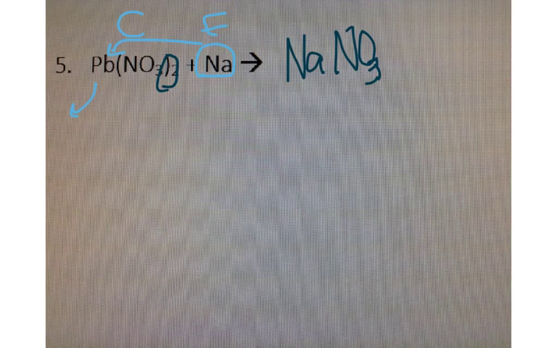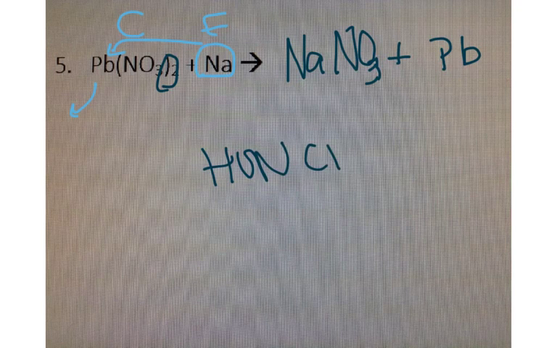Now, because I kicked out the lead, it is going to be an element by itself. So we're going to do plus Pb. Remember, the only thing you ever have to worry about when an element is by itself is if it is one of those Honkelbriefs. And in this case, lead is not one of the Honkelbriefs, so I do not need to worry about putting a 2, making it a diatomic molecule, so I will just leave it like that.